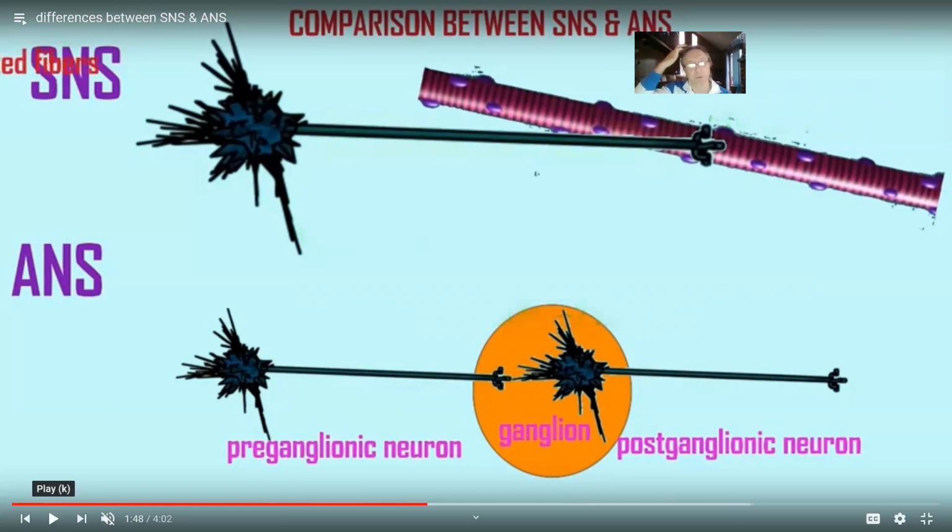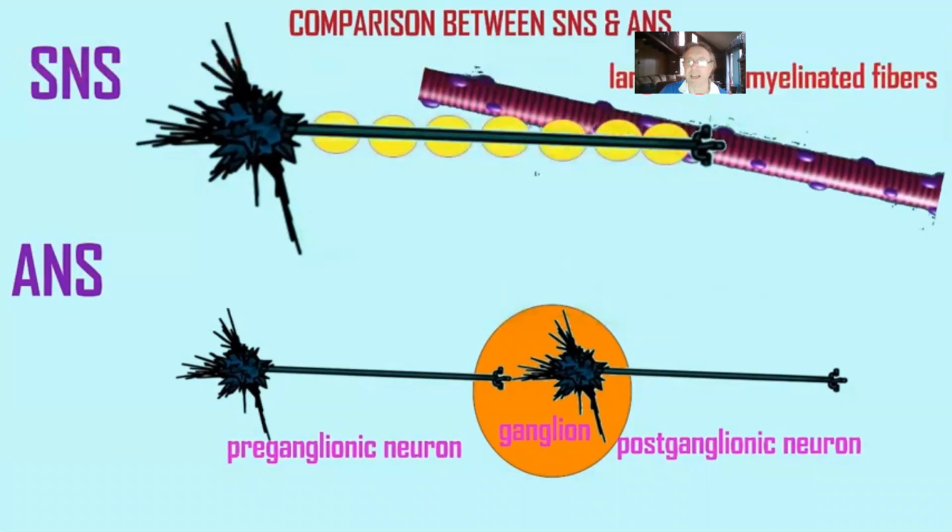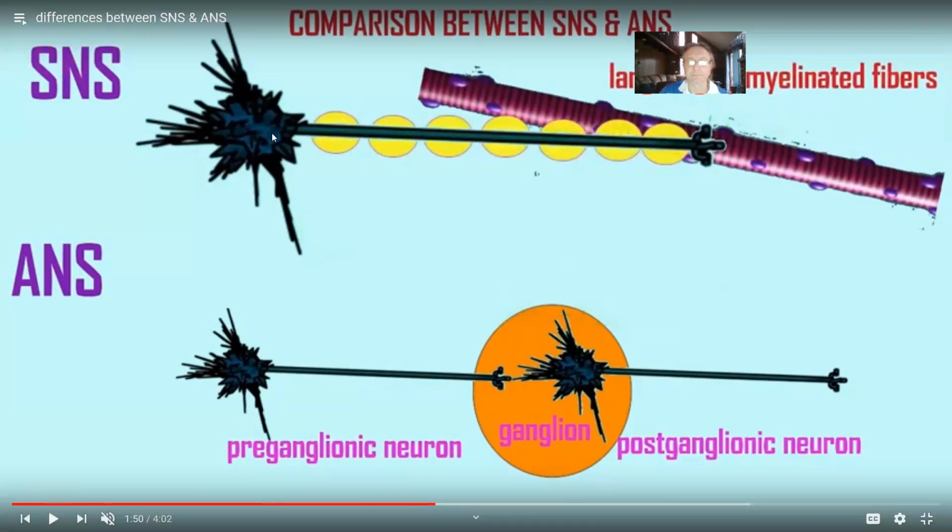And then neuron number 2 is more descriptively called the postganglionic neuron. Its soma and dendrites are in the ganglion, but then its axon proceeds from the ganglion to the effector tissue. So a difference between the SNS and the ANS is that in the SNS, you have a single neuron leave the central nervous system and go to the effector, while in the autonomic nervous system, it is the preganglionic neuron which leaves the nervous system, travels to the ganglion where it synapses with the postganglionic neuron, which would then go to the effector organ. There are other differences as well.